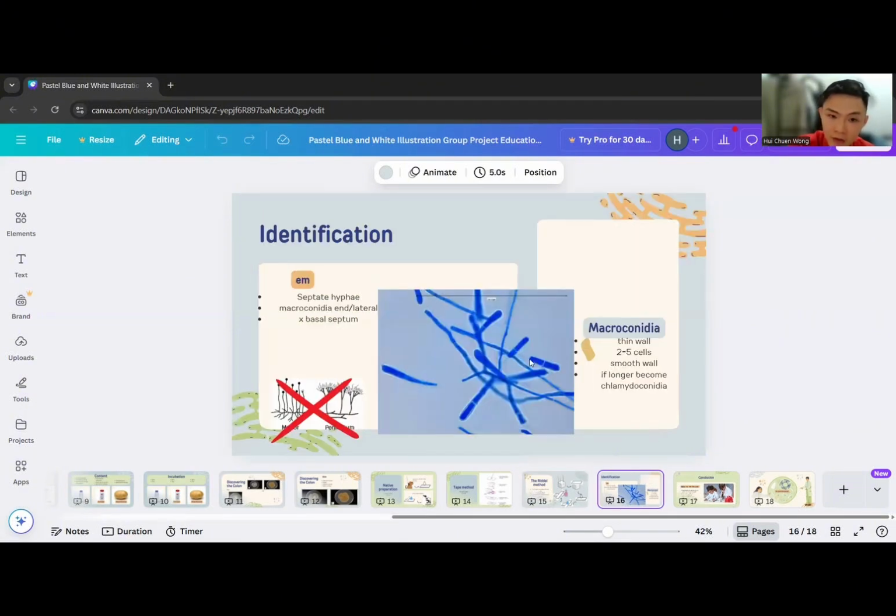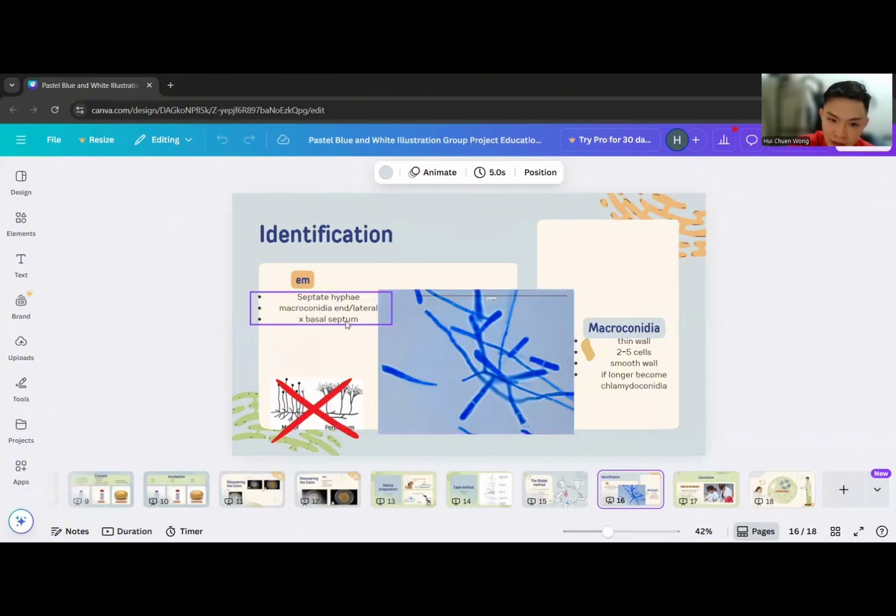So identification of this E. floccosum, you can see that it has septate hyphae from here. This is a hypha. It has septa. That means they have distance in between them. It has microconidia, which can be grown at the end or the lateral side. So you can see this is like one straight line, and this is the end. This is the end, one straight line. This is from the lateral side.